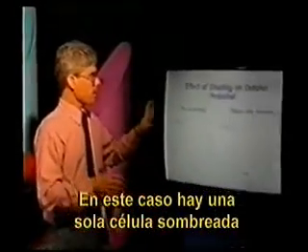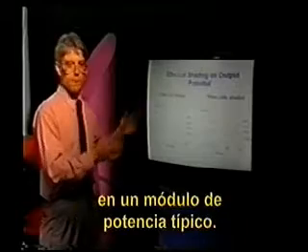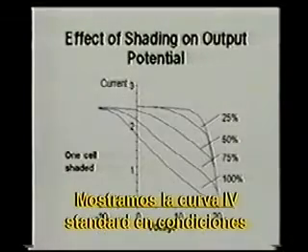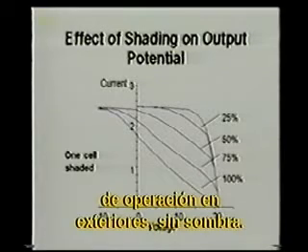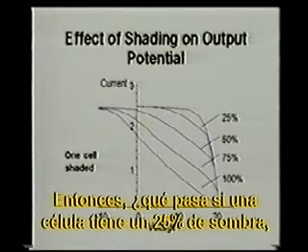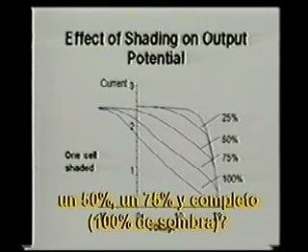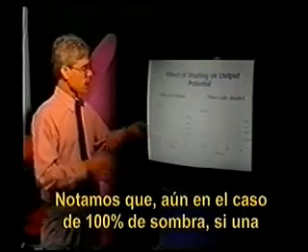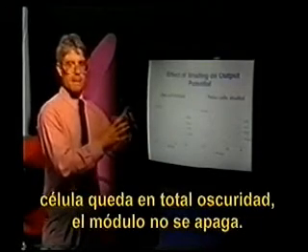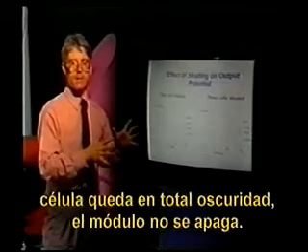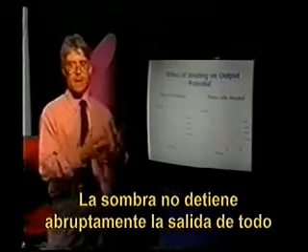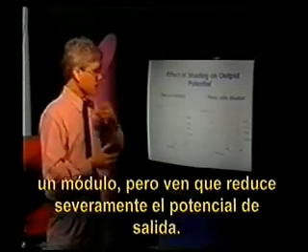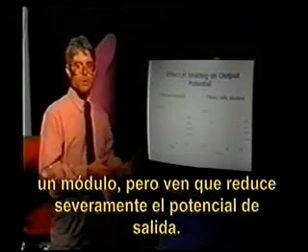Let's look at the case of one cell being shaded in a typical power module. We show the standard IV curve under outdoor operating conditions with no shading. Then what if one cell was 25% shaded, 50% shaded, 75% shaded, and completely 100% shaded? You notice that even in the case of 100% shading, if one cell is completely blacked out, the module isn't turned off. So shading doesn't abruptly stop the output of an entire module. But you can see that it severely reduces the output potential you could get.